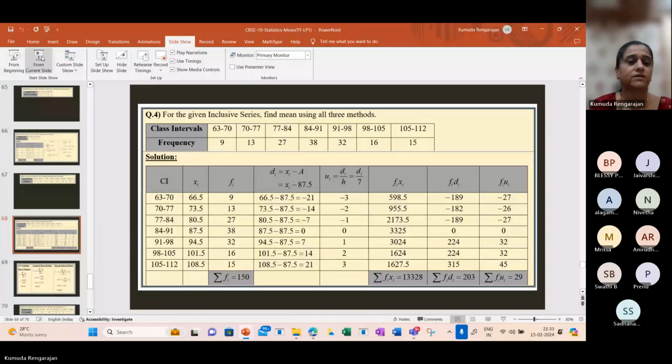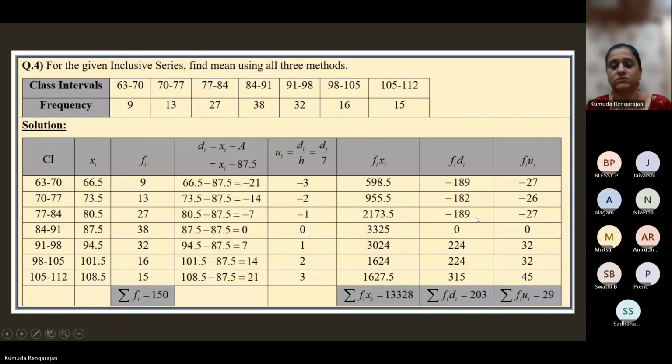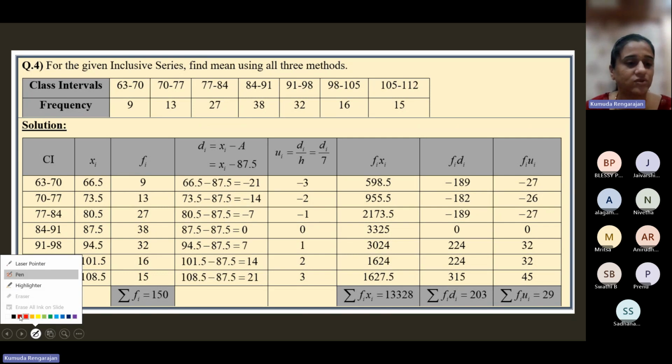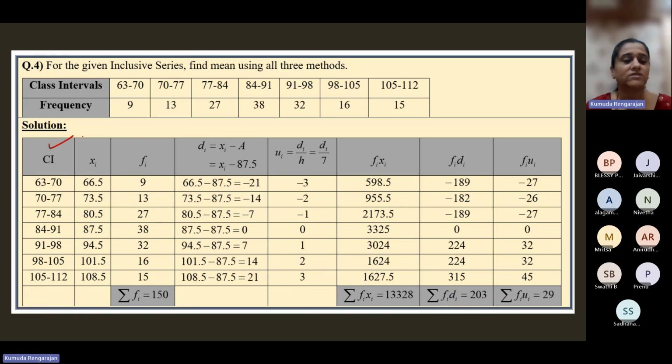I'll share my screen. Please check your columns. So I have worked using all the three methods in the same table, children. So I'll just tick the columns which you need to check. You must have the class intervals column. You must have the XI column. You must have the FI column. And you must have this DI column. This one you will not have, children. You will not have this column also.